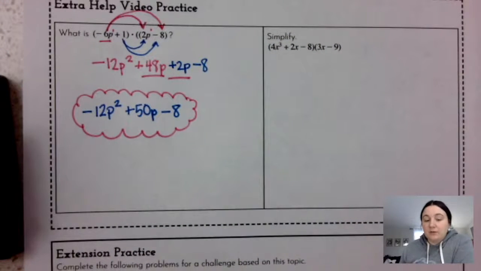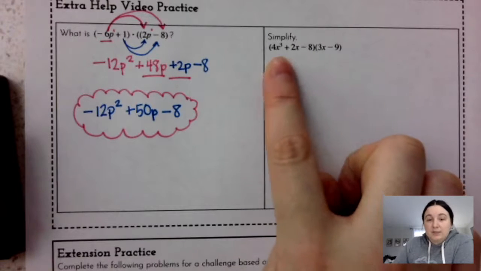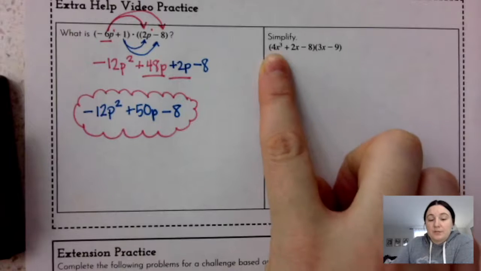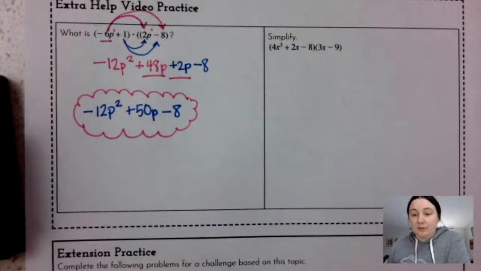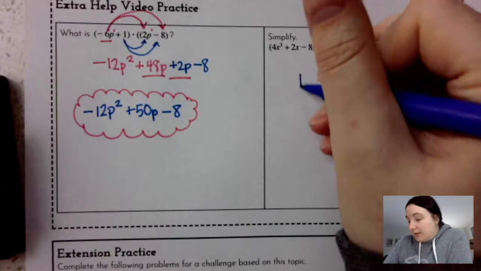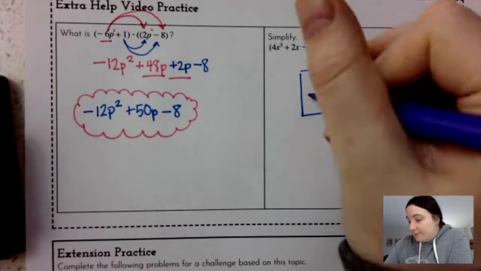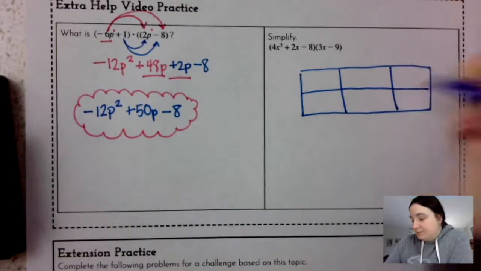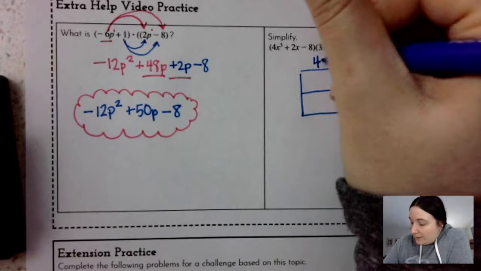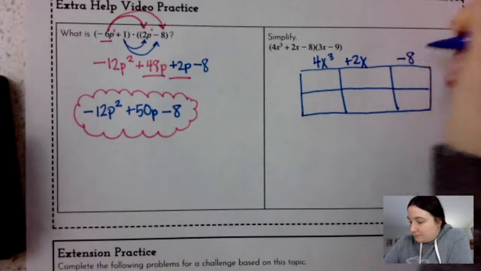Now for anything longer, I usually use the box method. You can see this one has 3 terms, and so I would use the box method for this one, because my arrows will just get out of control the bigger the polynomials are. So I'm going to draw a box with the same dimensions as my polynomials, so 3 across and 2 up and down. And then I'm going to match up my polynomials with my rows and columns.